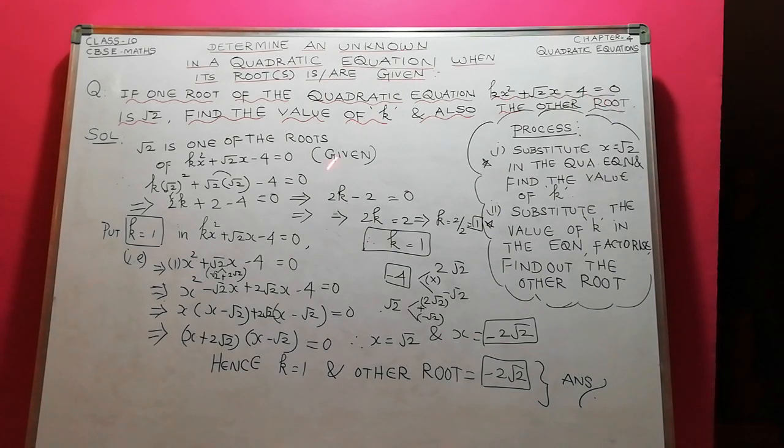Before we move on to the solution, how will you proceed with the question? Let us think over that. I have listed down two steps for how your thinking process must be. The first job you have to do is substitute the given root, that is one of the roots, square root of 2, in the given quadratic equation, and you can find out the value of k.